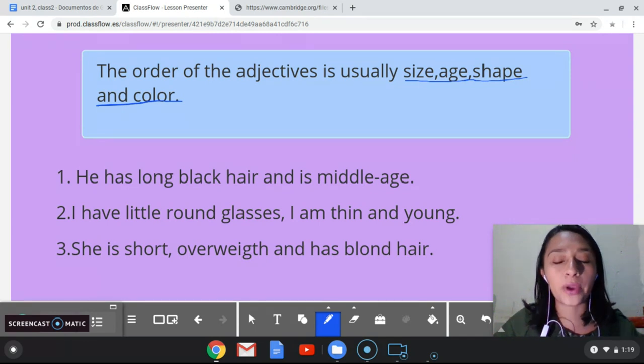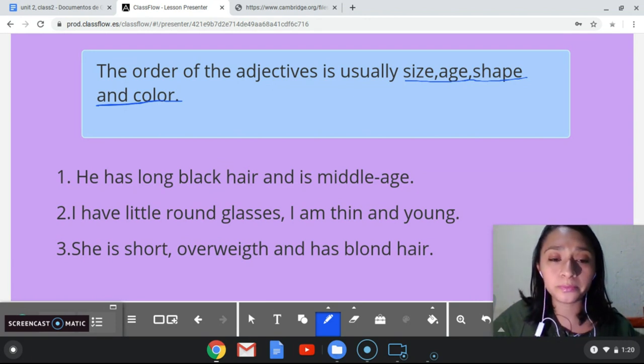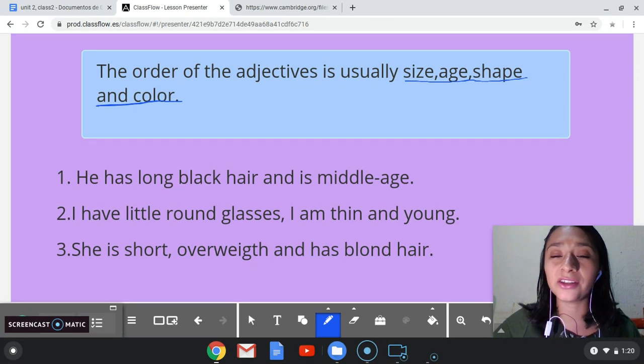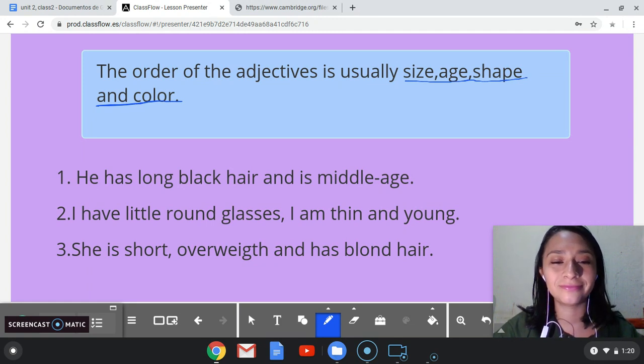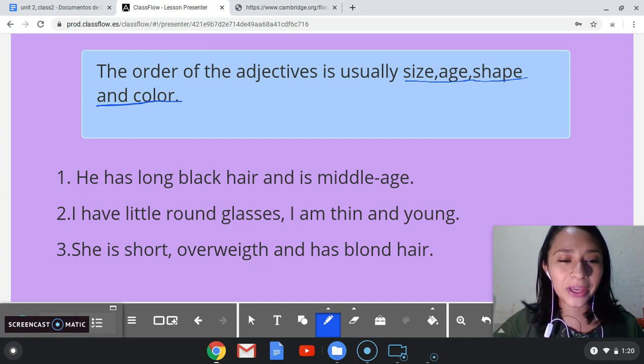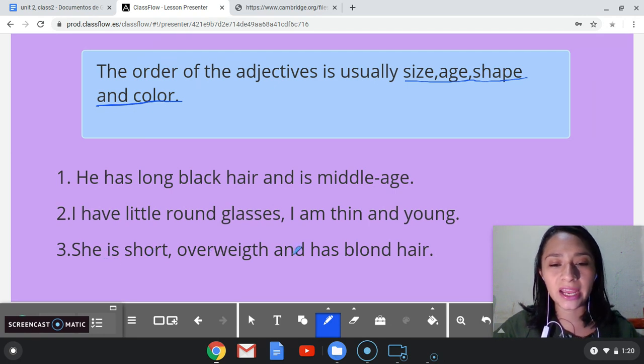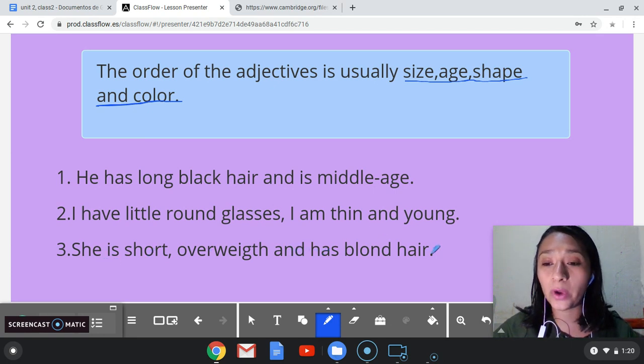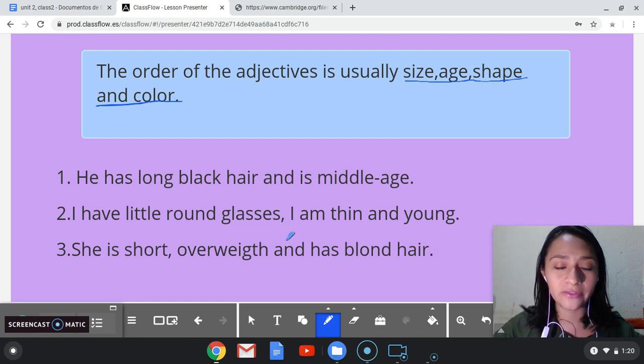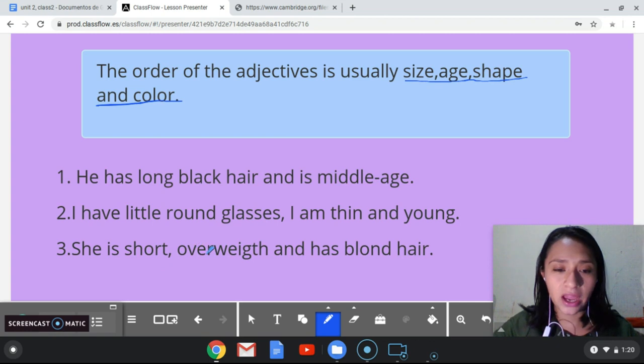She's short, overweight, and has blonde hair. Okay, so I'm gonna give you some time for you to think about it and write it down on your piece of paper. Or if you think it's not necessary, just think about it. Okay, very good. So as we can see here, it says she's short, overweight, and has blonde hair. So this one is actually correct, okay? Because we have the correct order of the adjectives in here.